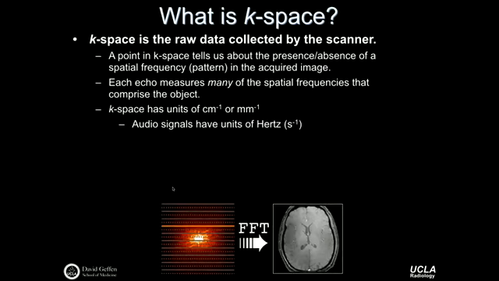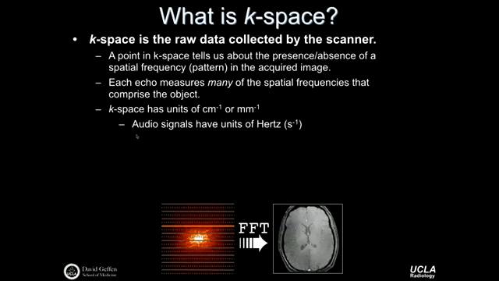Every echo, spin echo or gradient echo, helps us measure many of the spatial frequencies, right? We're getting a line of data across the middle of k-space, or generally through the middle of k-space, and it in part helps us comprise some of the information we need to recover the object.